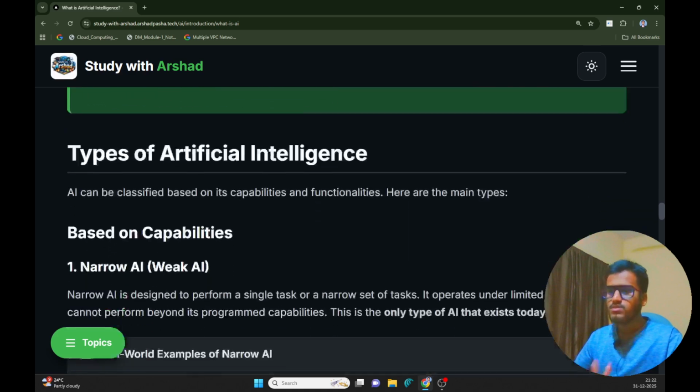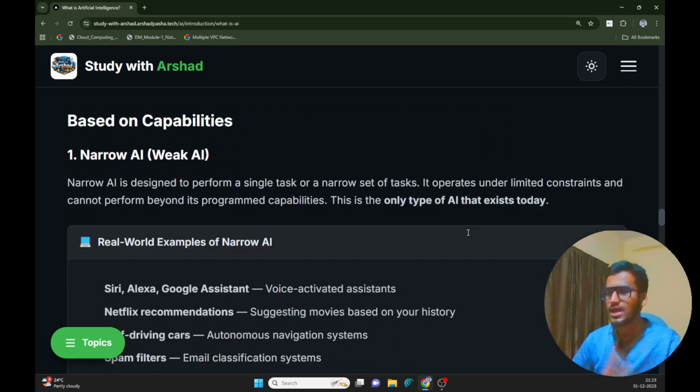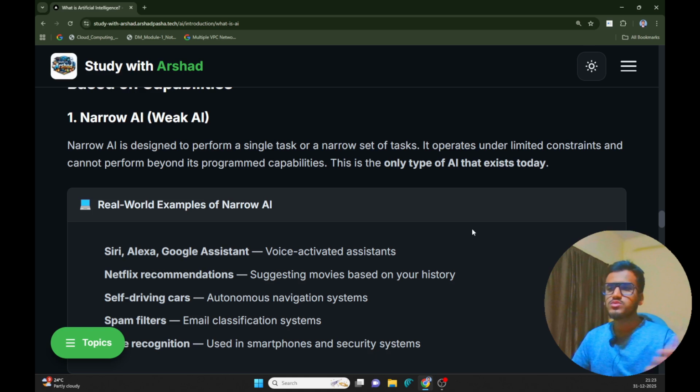Let's come to the types of artificial intelligence, the most important part. The current era is of narrow AI, which can also be understood as weak AI. Narrow AI is designed for a single task. Narrow means a boundary; it is fixed and keeps doing the same thing.